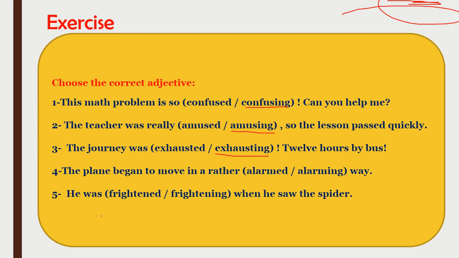The plane began to move in a rather alarming way. I'm describing the way. He was frightened or frightening when he saw the spider. How was he? He was frightened. He was frightened because I'm describing this feeling when he saw the spider, because the spider is frightening. The spider is frightening.